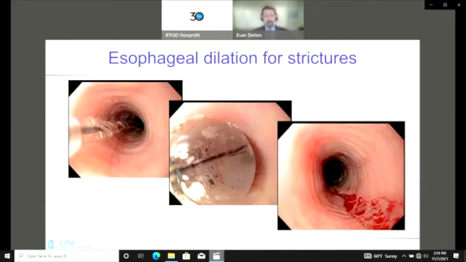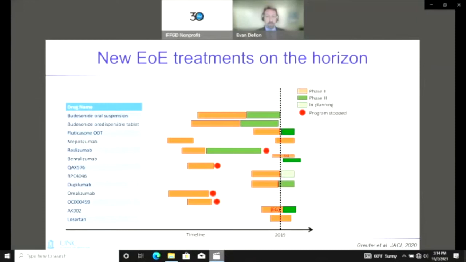From my standpoint, it's important to use the dilation in conjunction with other treatments that are getting rid of the eosinophils, because this is just a mechanical treatment, and you need to do something to treat the inflammation as well.